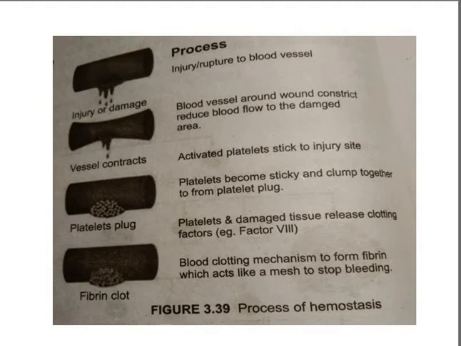Blood vessels constrict and platelets come and concentrate to make a mesh or network of proteinous fibers. Platelets become sticky and clump together to form a platelet plug on the surface of the mouth of the injury. Platelets and damaged tissues release clotting factors, fibrin, fibrinogen, thrombin, prothrombin, etc. The blood clotting mechanism forms fibrin, which acts like a mesh of net to stop bleeding and seal the mouth of the injury, and repair afterwards by the process of healing.